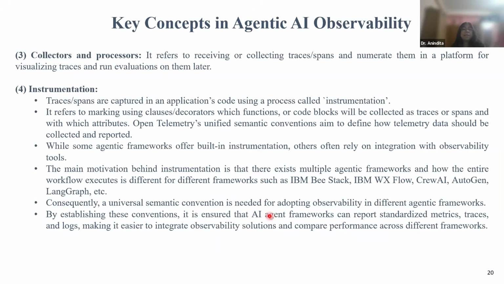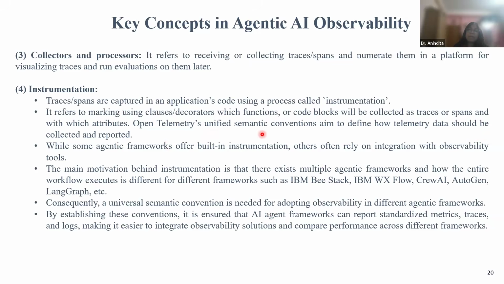The third thing is the collector and processor. It refers to receiving or collecting traces and spans, and a platform for visualizing traces and running evaluations later. And the fourth thing is instrumentation. Traces and spans are captured in application code using a process called instrumentation. So this is the observability data, captured through a process called instrumentation. It refers to marking classes and decorators with functions, and each code block is collected as traces and spans with their attributes.